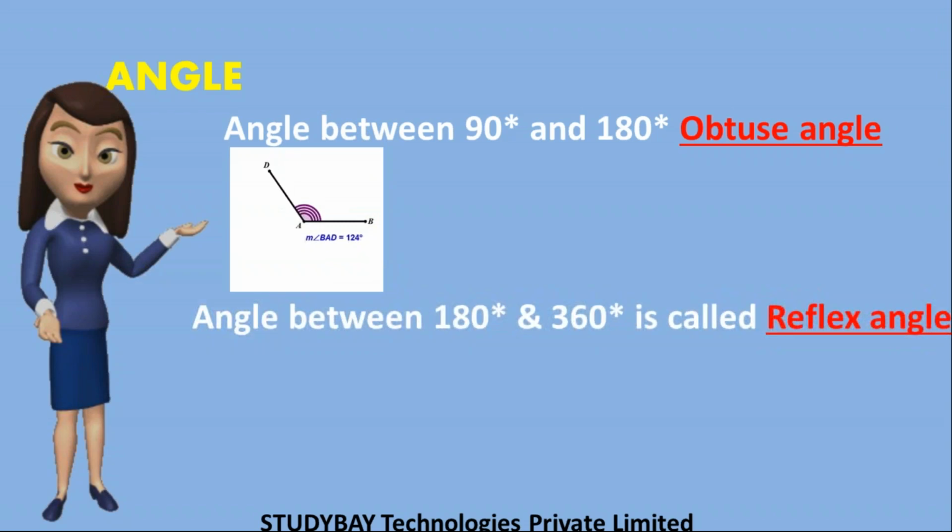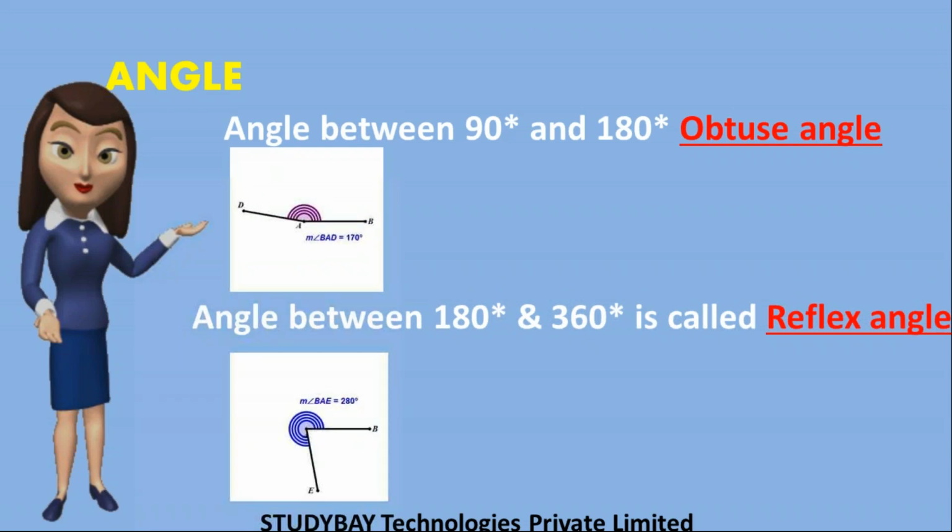An angle between 180 degrees and 360 degrees is called a reflex angle. You can see here that this is actually oscillating between 180 degrees and 360 degrees. This is how your reflex angle looks like. Just have a look at the reflex angle and you will never forget it.